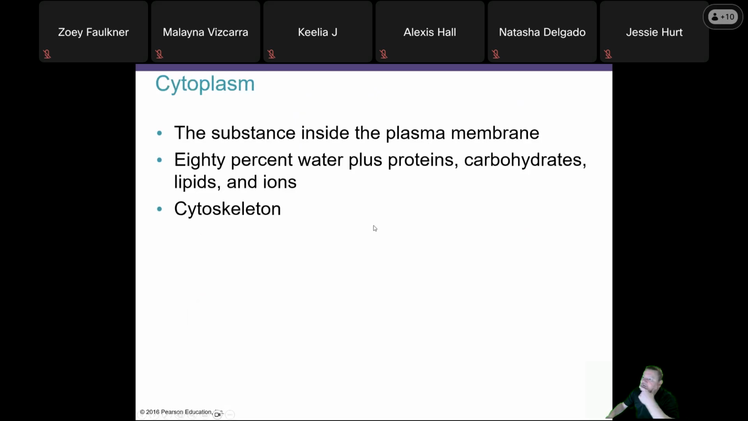Right, the cytoplasm, this is the substance inside the plasma membrane. It's about 80% water. You have some proteins, some carbohydrates, lipids, and ions. And then we have a cytoskeleton, just like we do in other cells, that is going to give the cell its shape and its rigidity.